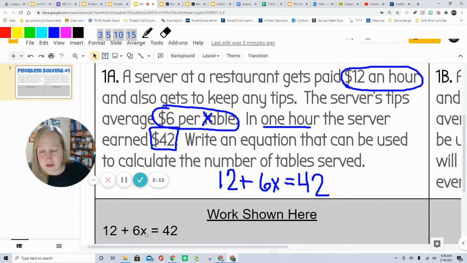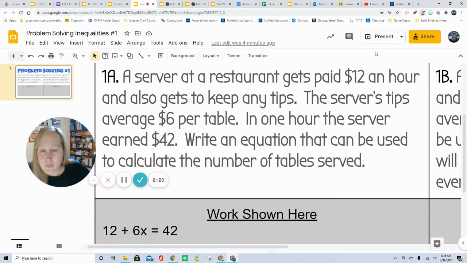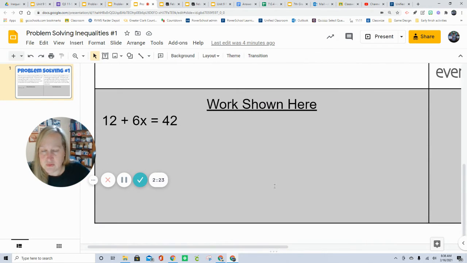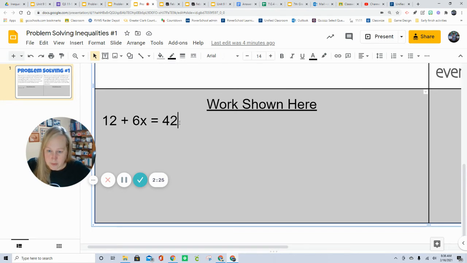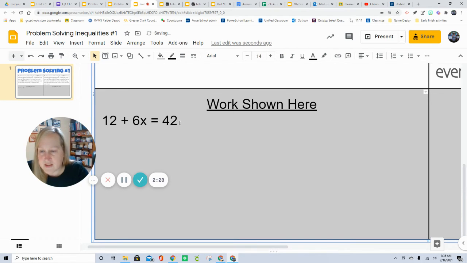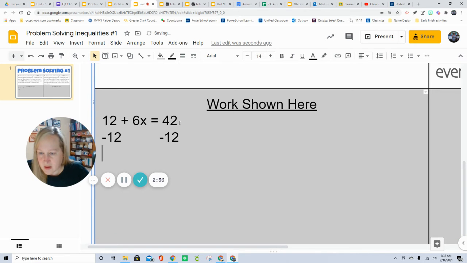All right, as you've noticed, I've gone down here and typed the equation so that you can see what you are supposed to be working on. We'll continue to work down here because we don't need the story problem anymore. In order to isolate the variable, I'm going to subtract 12 from both sides. And I'm left with 6x equals 42 minus 12, which is 30. Then I'm going to divide both sides by 6 to continue to isolate that variable.